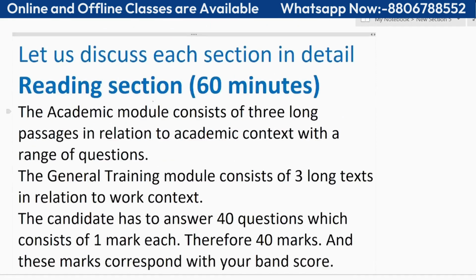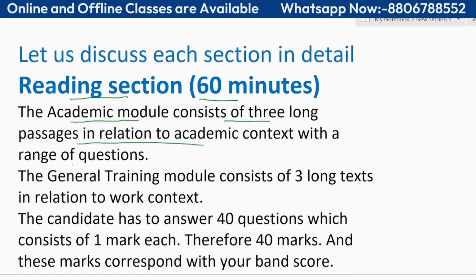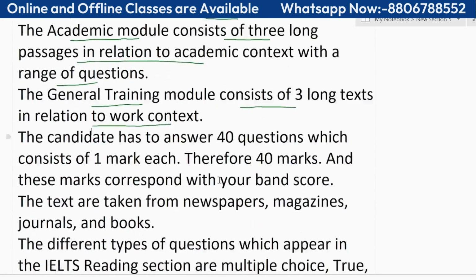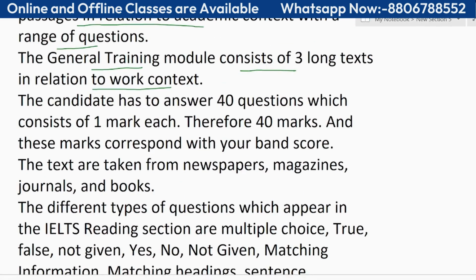Now let us discuss each section in detail. Firstly, the reading section, which is for 60 minutes. The academic module consists of 3 long passages in relation to the academic context with a range of questions. The general training module consists of 3 long texts in relation to the work context. So that is the only difference. Now the candidates have to answer 40 questions, which consist of 1 mark each, therefore 40 marks. And these marks will correspond with your band score.